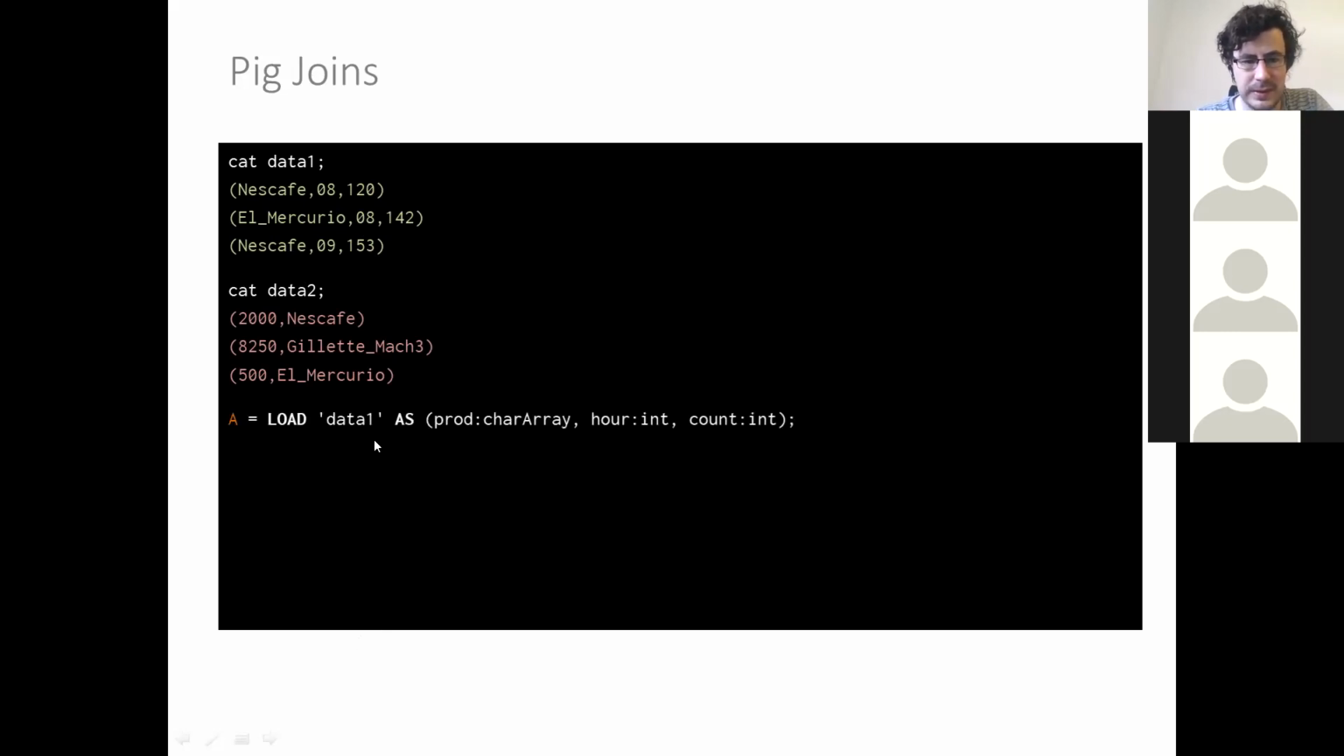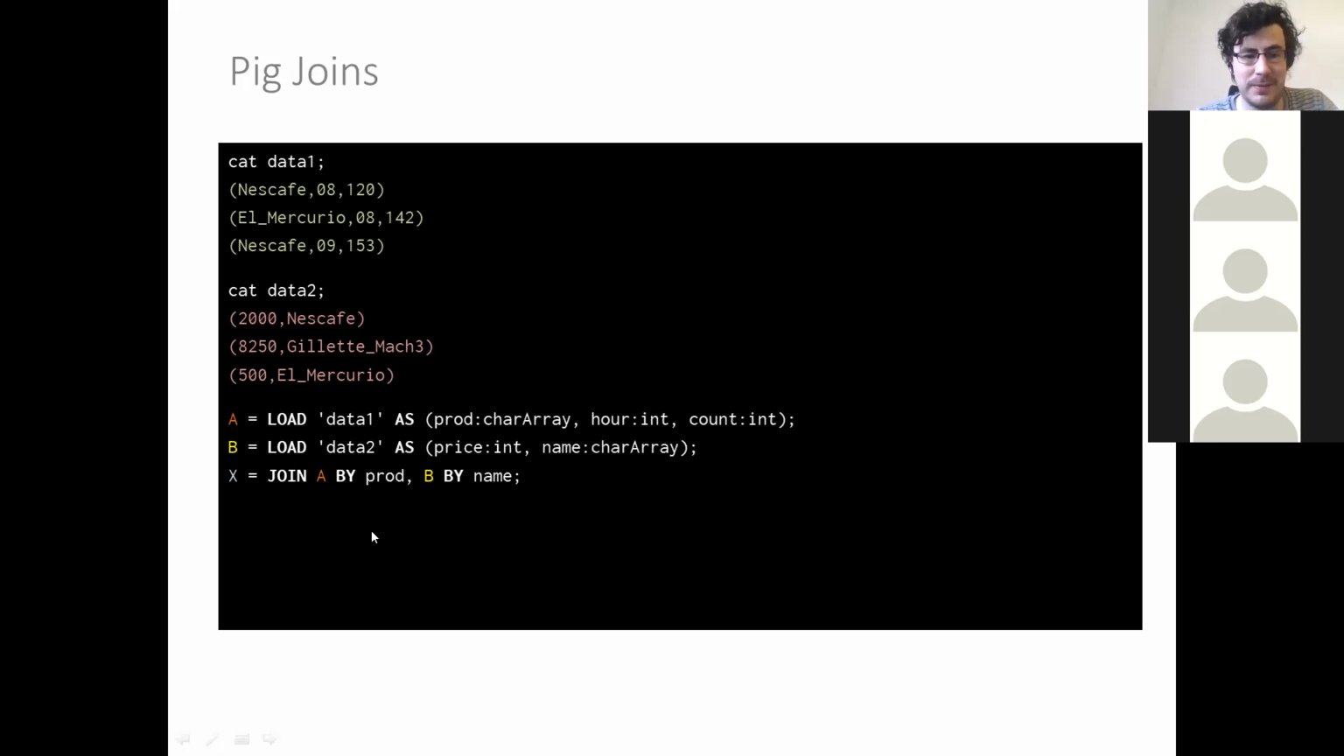So what we can do is load our first data set, data 1, as follows. Then we can load data 2, as we see here. Sorry, this is not customer ID. This is the number of products that were bought at that point, or how many times Nescafe was bought between 8 and 9 in the morning. So this is the count of number of times bought.